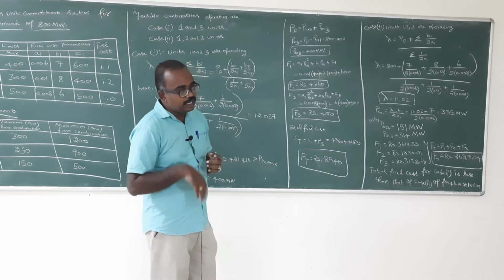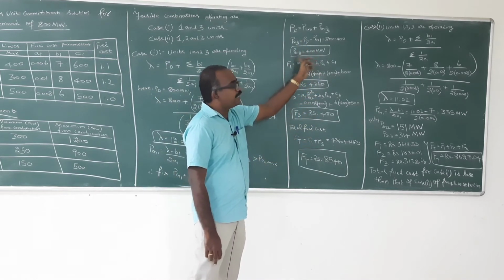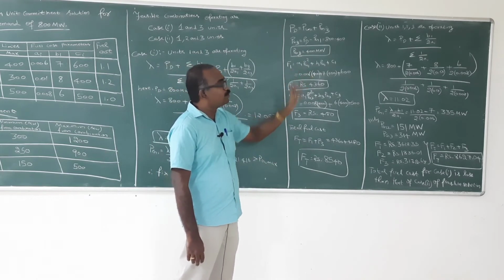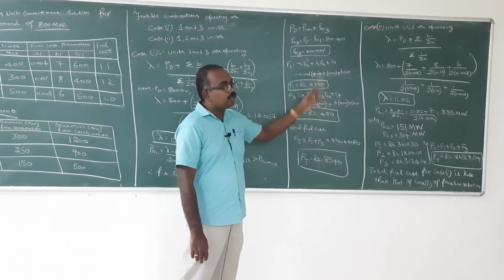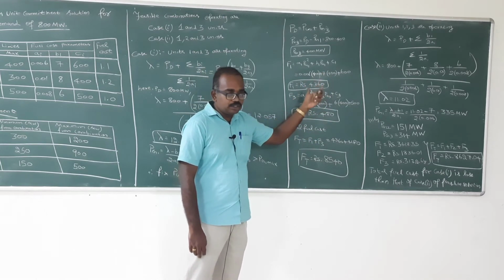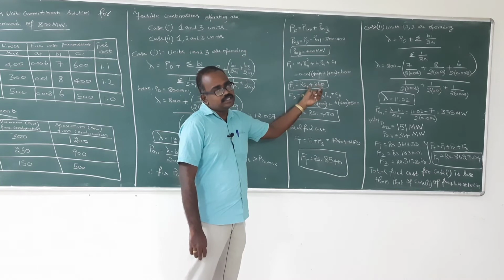So we have to substitute the values of this Pg3 as well as Pg1 in the fuel cost function. So F1 is equal to A1 Pg1 square plus B1 Pg1 plus C1. We have to substitute all the values. We are getting F1 equal to rupees 4360, that is 4360.